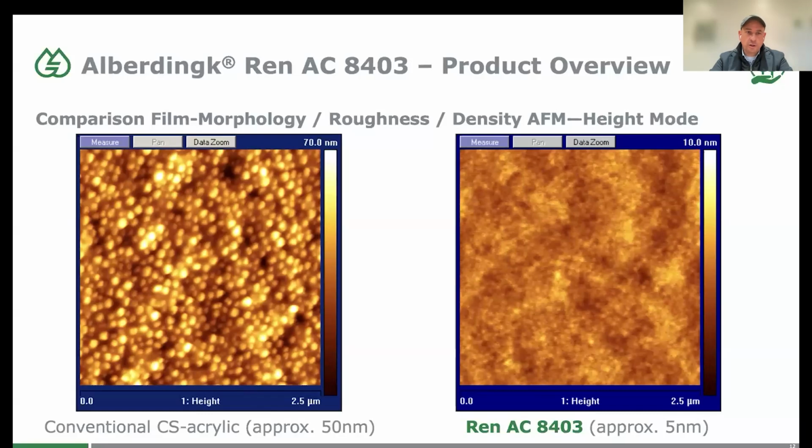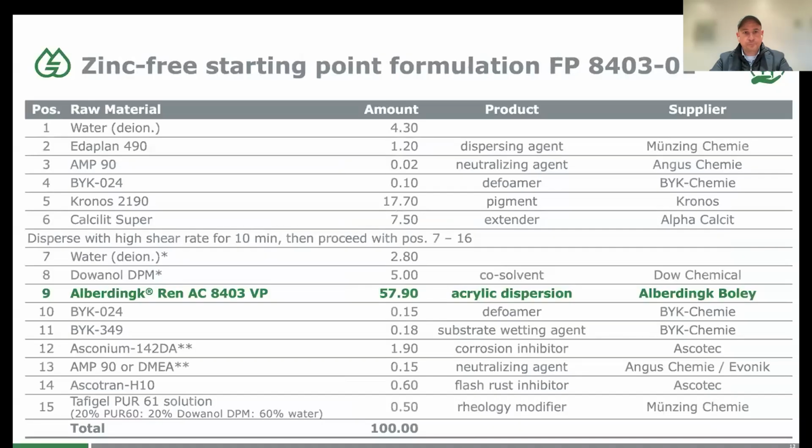Thanks to that morphology, we are having a much more perfect quality of information. So we use that then, as this is about corrosion protection, in a starting point formula. And the one thing that we are proud of is that we don't use any zinc. So we don't need to use any aquatoxic pigment.